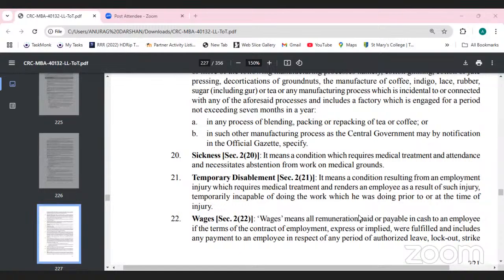What is sickness? It means a condition which requires medical treatment and attendance, and which necessitates the absence of the person from work on medical grounds. Temporary disablement is a condition resulting from an employment injury or occupational disease which requires medical treatment and renders the employee temporarily incapable of doing the work which he was doing prior to or at the time of the injury. Now, what are wages? Wages means all remuneration paid or payable in cash to an employee in terms of the contract of employment.